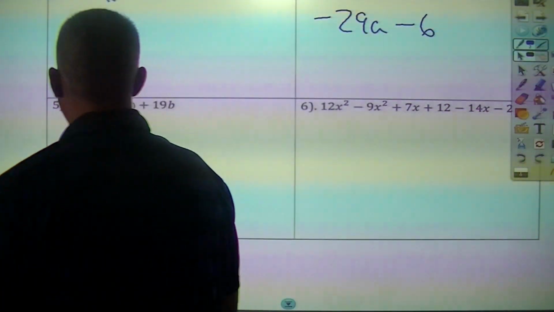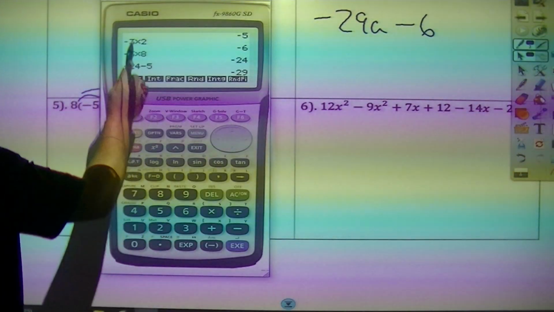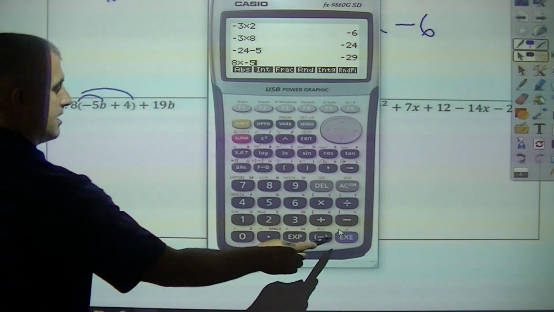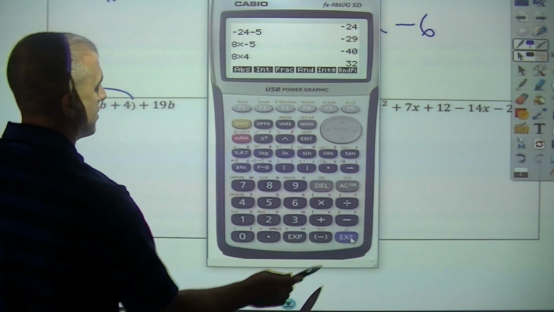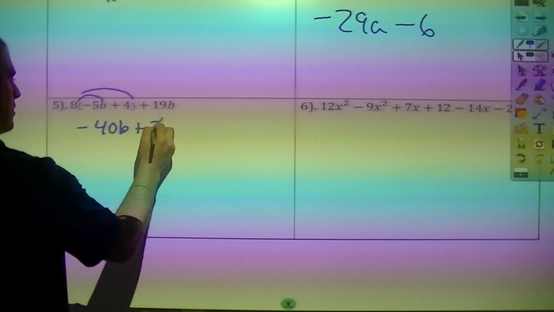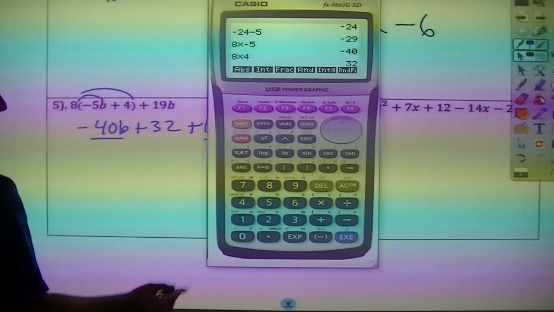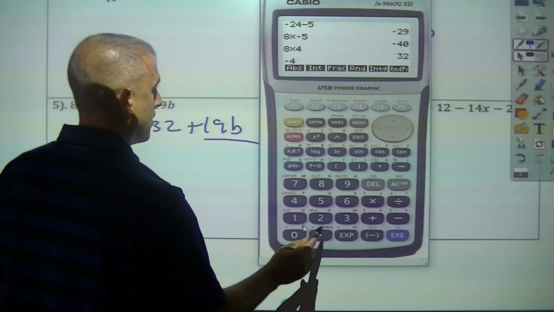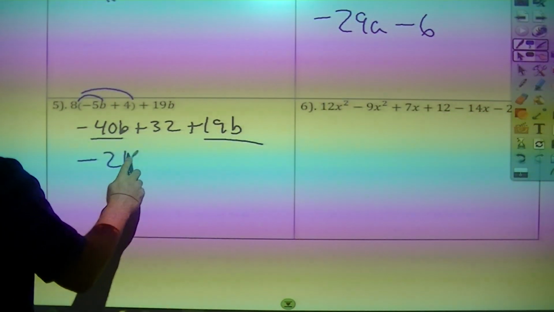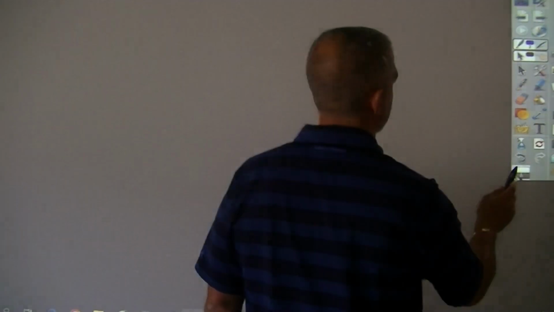Number 5. I'm going to take this 8 and multiply. So I got 8 times negative 5 and 8 times 4. So I got negative 40b and 32. The like terms again are the b's. So negative 40 plus 19 is negative 21b, plus 32, because that just drops down.